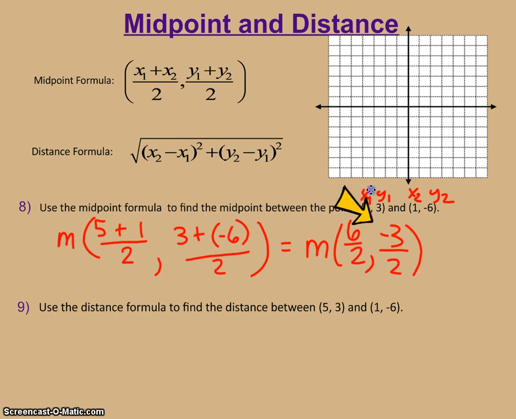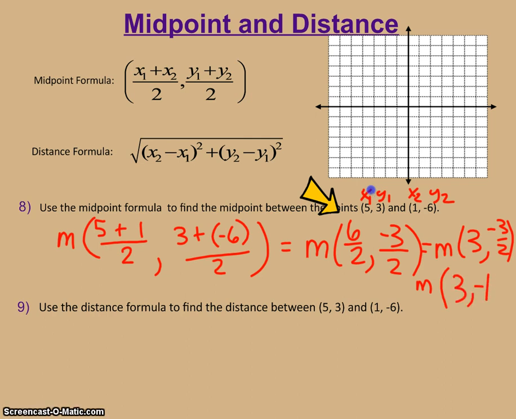Then, with these, we're going to simplify these if we can. So that one, we can't really take negative 3 divided by 2 and make a whole number. So I'm going to leave that like that. But I'm going to divide 6 by 2. So my midpoint is going to be (3, negative 3 halves). Or if you simplify that negative 3 halves, it would be M is (3, negative 1.5).